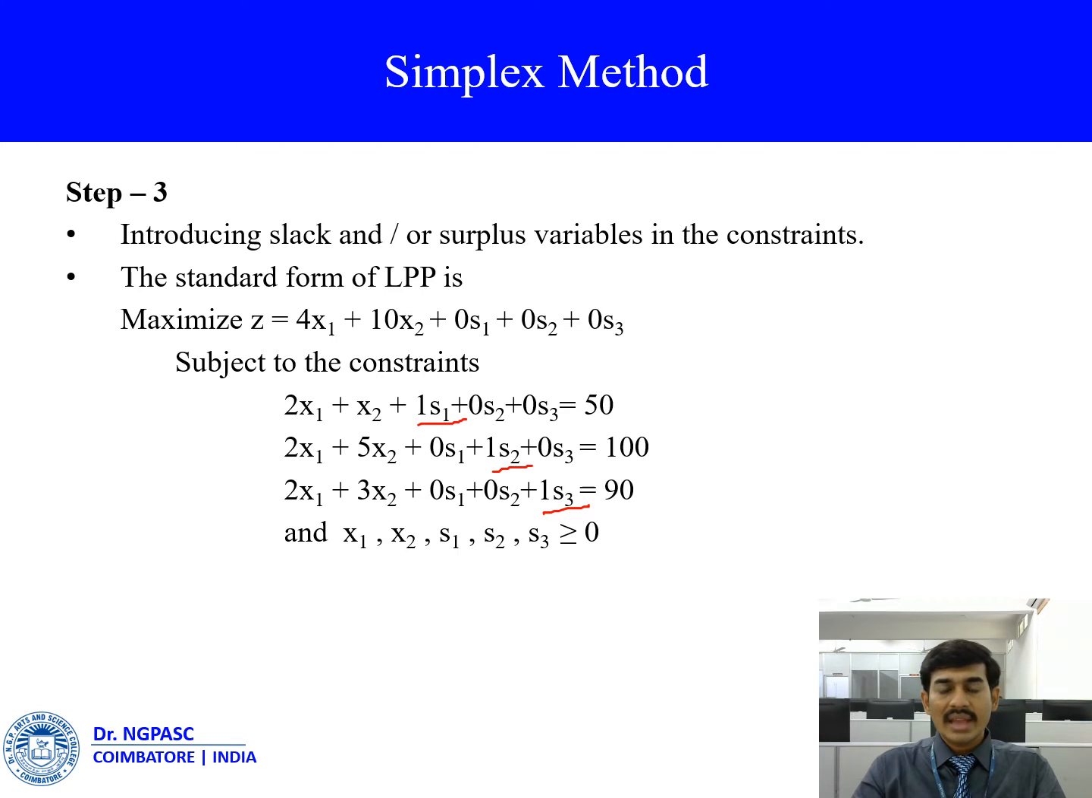Maximize z equal to 4x1 plus 10x2 plus 0 into s1 plus 0 into s2 plus 0 into s3, subject to the constraints. In the standard form of LPP, we add the slack variables, after that the sign changes to the equal sign. So the first constraint is equal to 50, the second constraint is equal to 100, and the third constraint is equal to 90. Then x1, x2, s1, s2, s3 greater than or equal to 0.